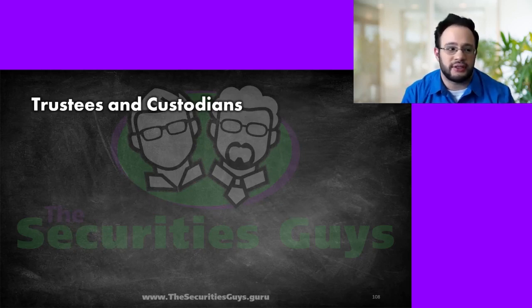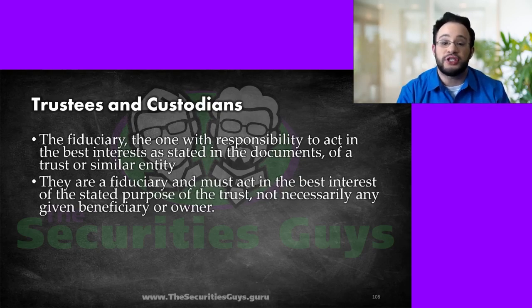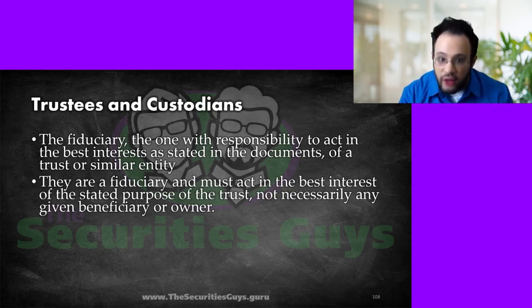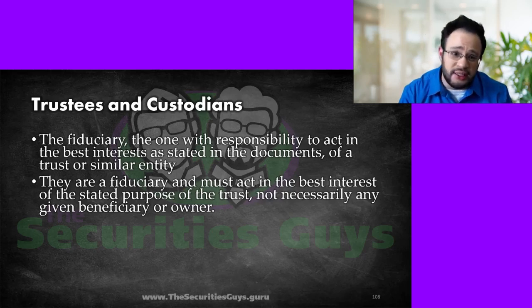Trustees and custodians. These are the fiduciaries. These are the ones with responsibility to act in the best interests, as stated in the documents, of a trust or similar entity. They are a fiduciary. They must act in the best interests of the stated purpose of the trust or other entity in which they have the fiduciary responsibility. It's not necessarily a given owner or beneficiary. Custodians are generally in UGMA accounts. Trustees are in trusts. You also have executors or executrixes of estates.